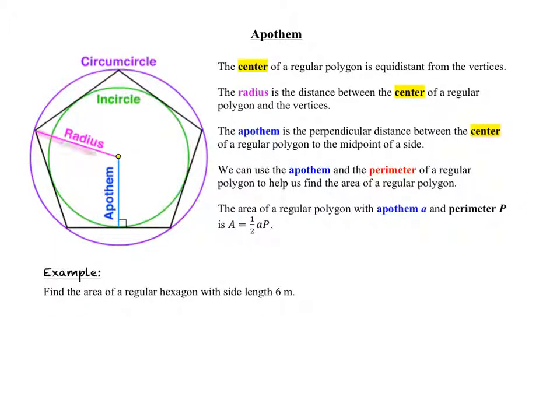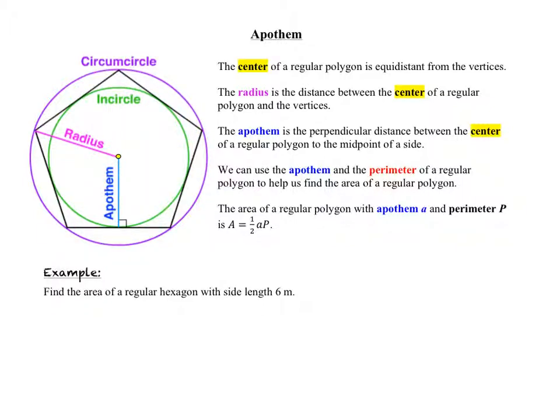Usually when we talk about a radius, we're talking about a radius of a circle, but this time we're talking about the segment that goes from the center of the polygon, the pentagon, to the vertex. So we have a pentagon with 5 angles, one center, but that means we have 5 radii in our pentagon. Again, that's the distance between the center of a regular polygon and the vertex.